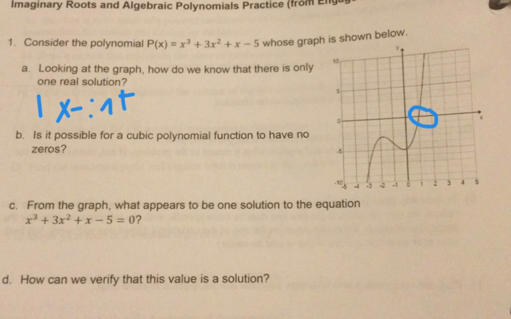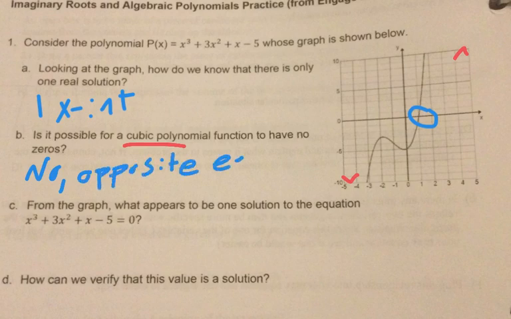B, is it possible for a cubic polynomial function to have no zeros? So a cubic, degree 3 polynomial. Is there an option where there are no x-intercepts at all? There is not, because cubics have end behaviors that have to disagree. Because they are in opposite directions, at some point it has to cross the x-axis. Has to. So is it possible for a cubic to have no zeros? No, because of opposite end behavior. This is the reason I chose to explain it.